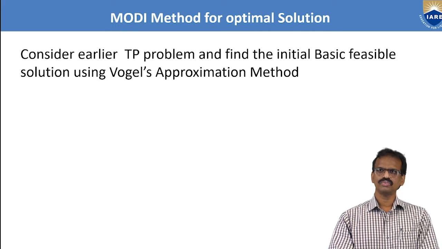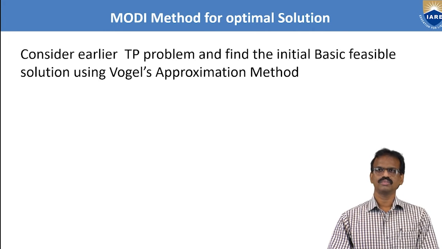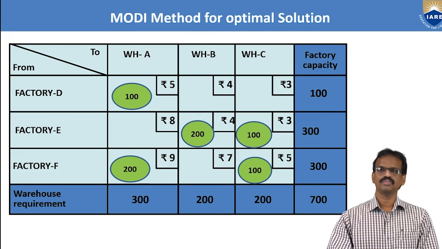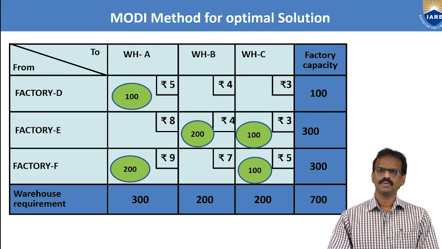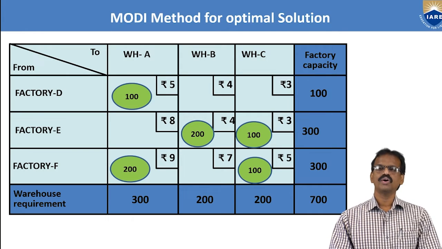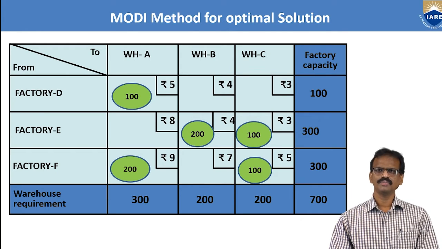For the optimality test, first of all you have to find the basic feasible solution by any one method. Here, according to Vogel's approximation method, this is the allocated table, or allocated cells. For this allocated problem, you have to check the optimality.